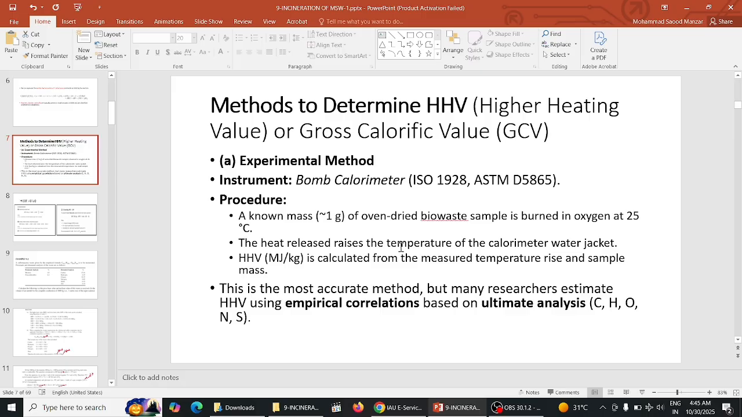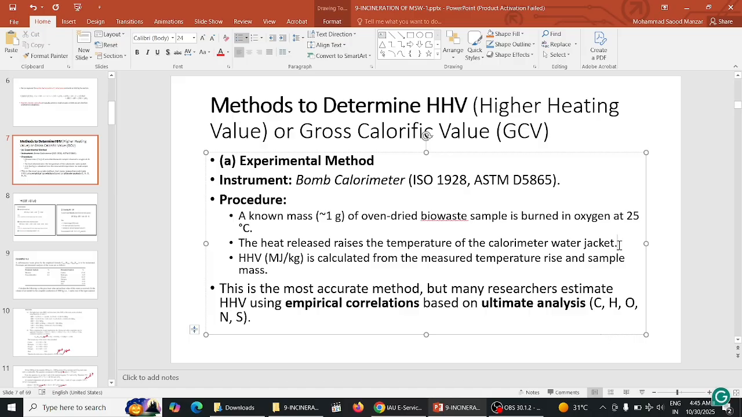Now, how do we find out the higher heating value, or gross calorific value? We have an experimental technique called the bomb calorimeter. This is equipment used as per ISO 1928 and ASTM 5865, and the method says that we have to burn a known mass, that is 1 gram, of the oven dried biowaste or biomass sample in oxygen at 25 degrees C, and the heat liberated raises the temperature of the calorimeter water jacket. So there is a device called a bomb calorimeter.